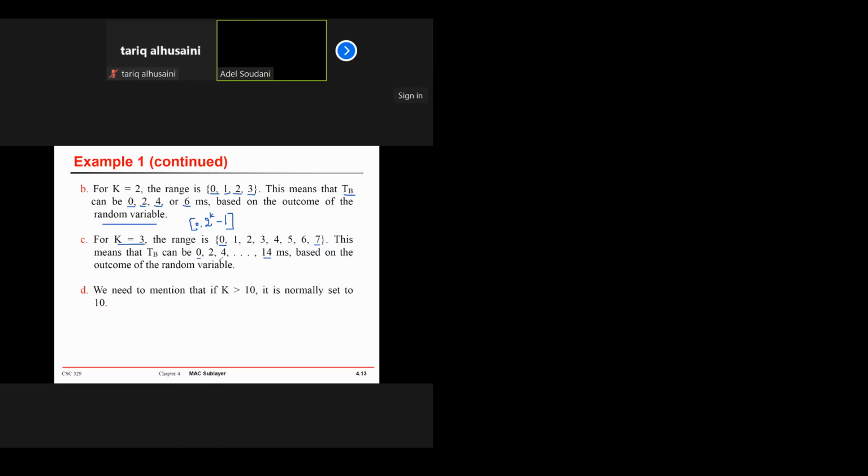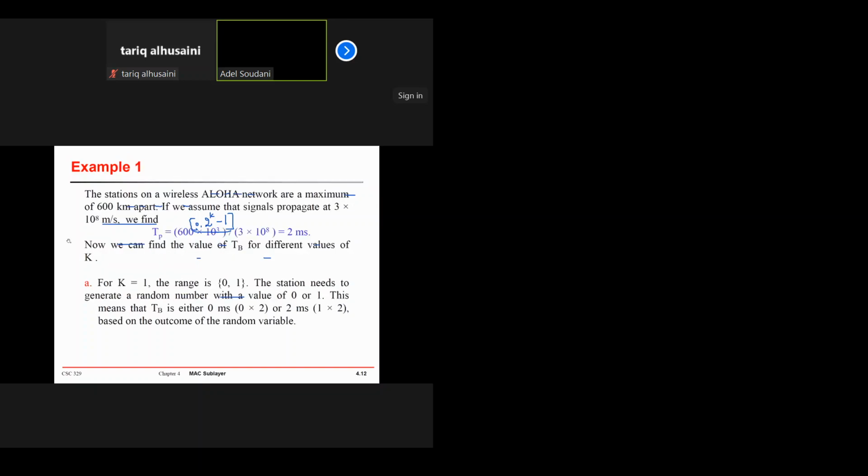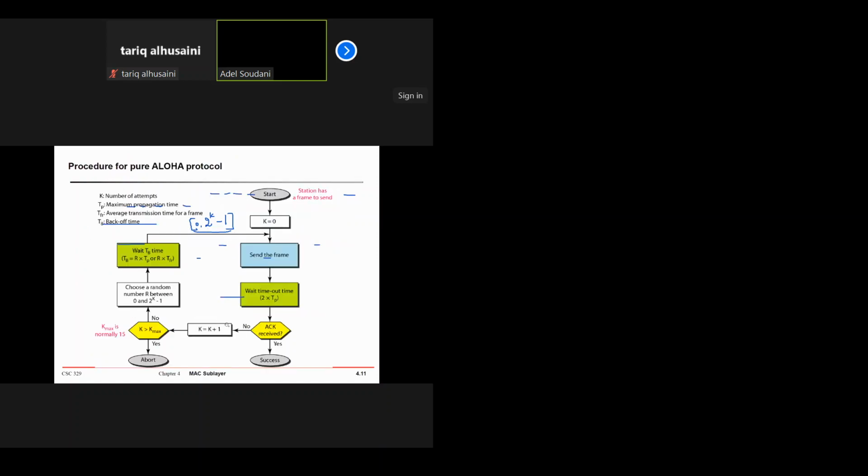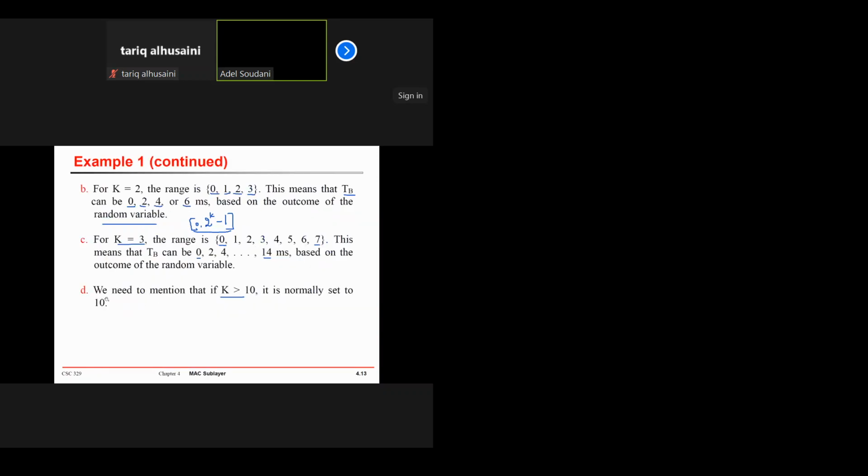And this procedure will continue for all values of K that are less than or equal to 10. If K exceeds the value 10, we don't increase this interval anymore. It does not mean that we are not going to increase the value of K. We will increase the value of K. But if K exceeds 10, for example 11, the interval will always be 0 to 2 to the power 10 minus 1. So we stop increasing the interval at K equal to 10. That's what is expressed here. We need to mention that if K is greater than 10, it is normally set to 10. We don't increase the interval anymore.